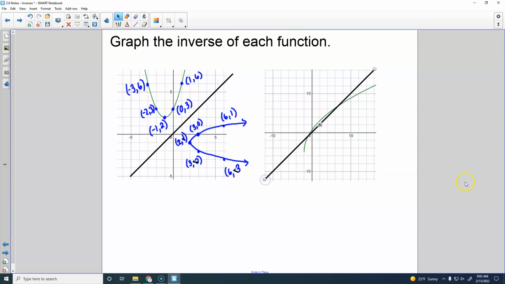Because this one, I can kind of picture it, but I'm going to have a little hard time getting those points exact. So any point that's on the line is going to remain on the line. Right here, I've got the point, this is going by 2, so that would be 12, 10. So that means I would have 10, 12 right here.